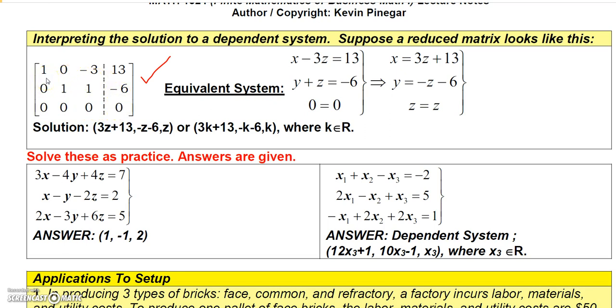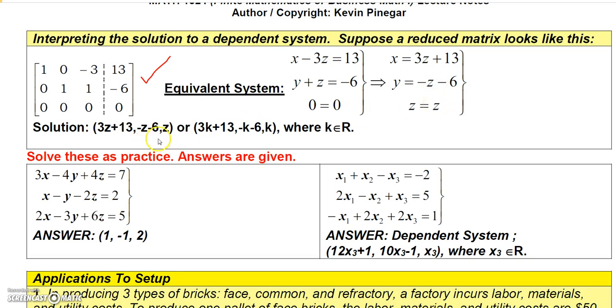So let's take a look at what row 1 tells us. Row 1 tells us that x minus 3z equals 13 and y plus z equals negative 6. I'm going to assume the variables were x, y, and z. Now if you take this and solve it for x, you can see that x depends upon z. So x would equal 3z plus 13. And if you solve this for y in terms of z, you'll get y equals minus z minus 6. And z, of course, we can just say is z. Z is actually the variable that these other two are going to depend upon.